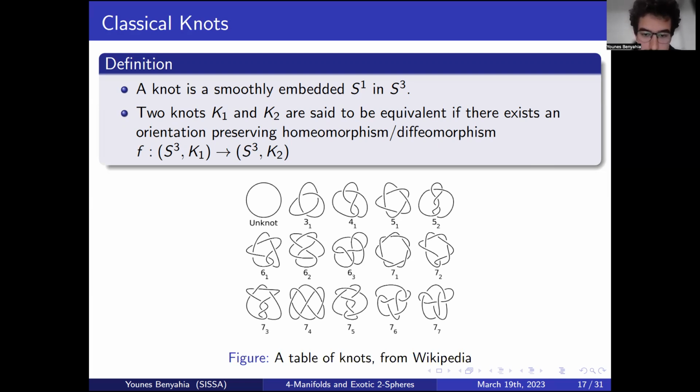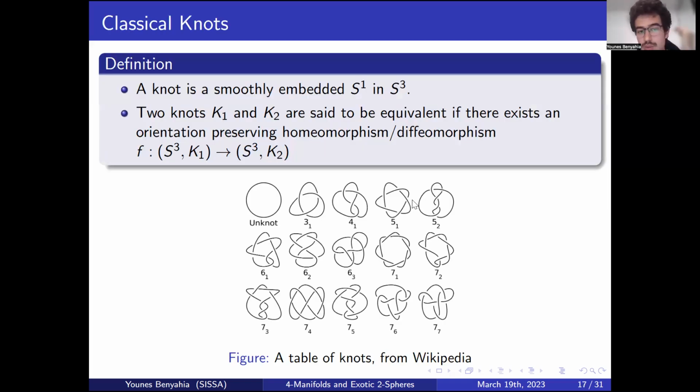So this is, for example, a table of knots that you can find on Wikipedia if you Google. It has the unknot, which is the trivially embedded S1. The second one is the trefoil. The third is the figure 8 knot. And they are named based on how many intersection points the diagram has. So this one has 3, you can see. This one has 4. And so on, 5 and 6 and 7. So these are all the prime knots up to 7.